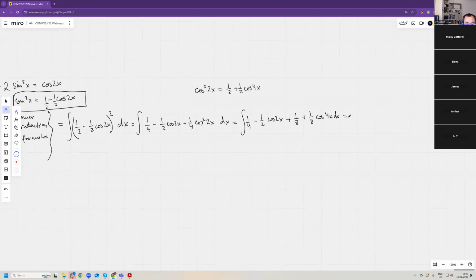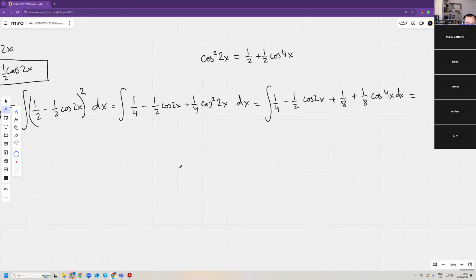And now you can, in fact, integrate that using the inverse chain rule. So 1/4 plus 1/8, that's 3/8. So that's 3/8 x. Then minus 1/4 sine 2x. Then integrating this bit, and now integrating this bit is 1/4 times 1/4. That's plus 1/32 sine 4x plus c.